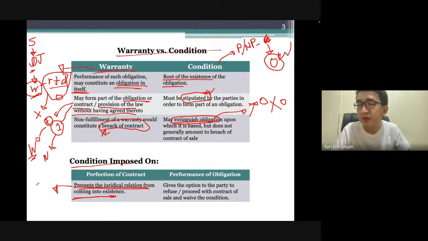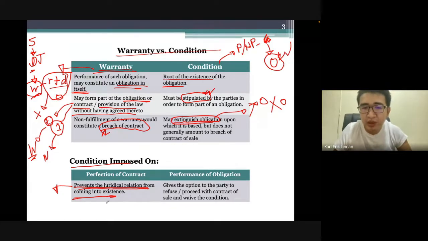Let's say, for example, kapag pumasa ka sa CPA board exam, okay, tayong dalawa, ibibenta ko sa'yo yung lupa ko, bibilin mo. Okay, para kapag hindi nangyari yon, naka-base dun yung perfection, walang mangyaring contract. Okay? It will prevent the existence of a juridical relation. Kasi dun siya nakabase dun sa condition na pagpasa sa CPA board exam. Okay? While a condition imposed on the performance of obligation gives the option to the party to refuse, yung sabi ko kanina, to refuse or waive the condition and proceed with the contract.